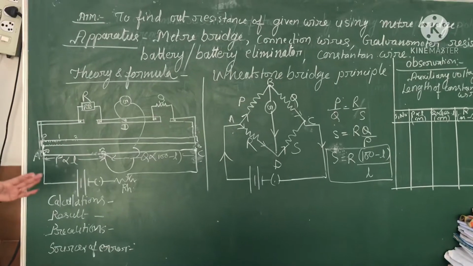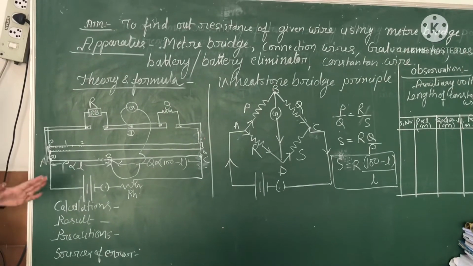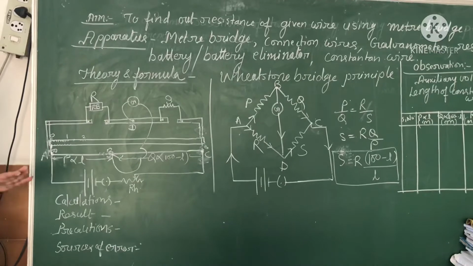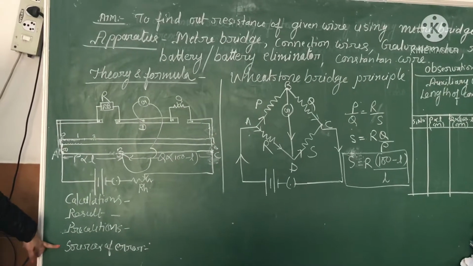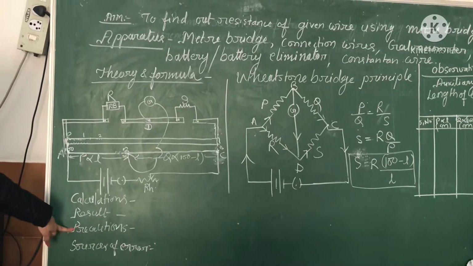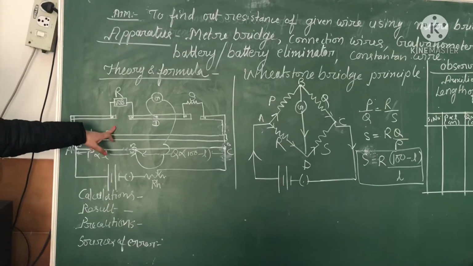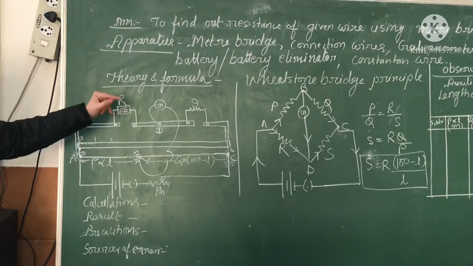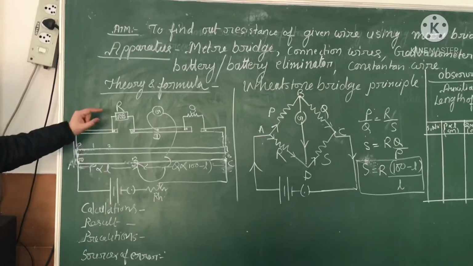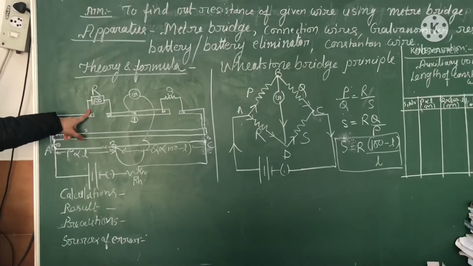Then we will find out the least count and write the answer with proper unit. Then you will write the precautions, 2 precautions, and 2 sources of error. The precautions are: connections should be very tight, the current should be passed only while performing the experiment, and the knobs of the resistance box should be very tight.